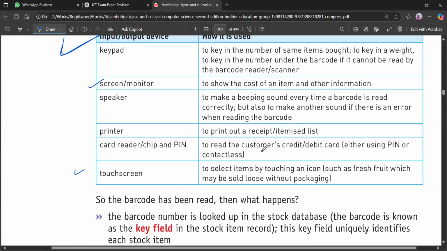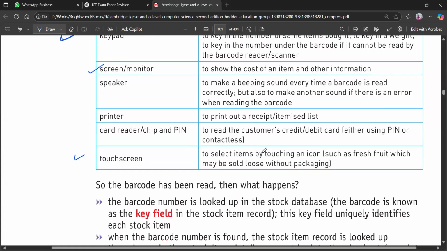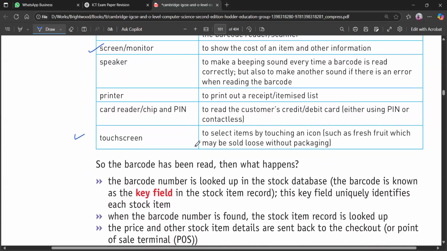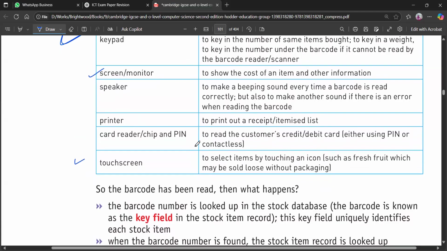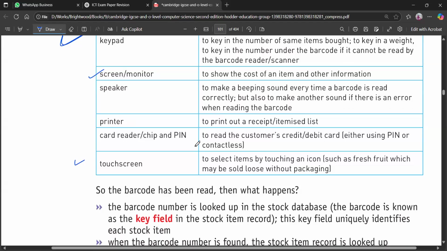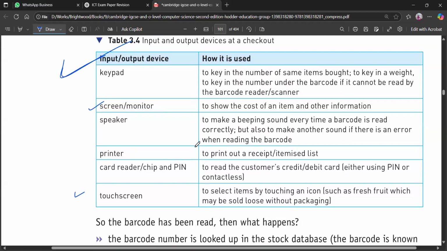The printer prints out a receipt with the list of items. The card reader, chip and PIN, reads the customer's credit or debit card, either using a PIN or contactless. And the touch screen lets you select items by touching an icon, such as fruit, or if something is sold out, something like that. Like that it could be written. You can write it in your own words. I hope you wrote it. Yes. Write it if you have not.